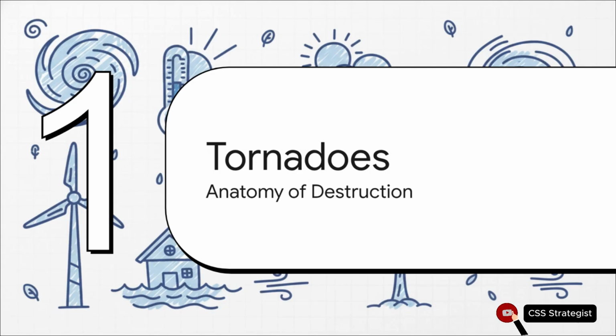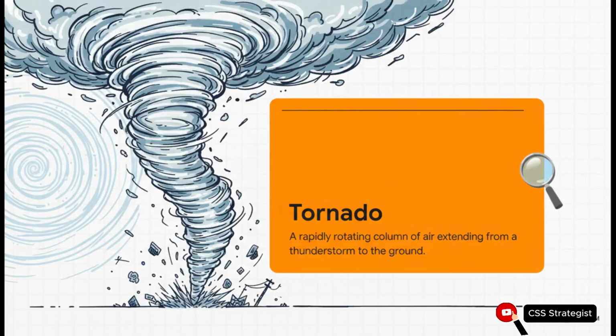Moving right along to Part 3, Tornadoes, Anatomy of Destruction. By definition, a tornado is a rapidly rotating column of air that extends from the base of a thunderstorm all the way down to the ground. I want you to contrast that massive, sprawling oceanic span of the cyclone we just looked at with the incredibly tight, ground-level funnel of a tornado. While a monster cyclone might max out around 150 to 200 miles per hour, a tornado's tightly concentrated wind speeds can exceed an astonishing 300 miles per hour. That intense concentration makes them some of the absolute most violent weather phenomena on the face of the Earth.